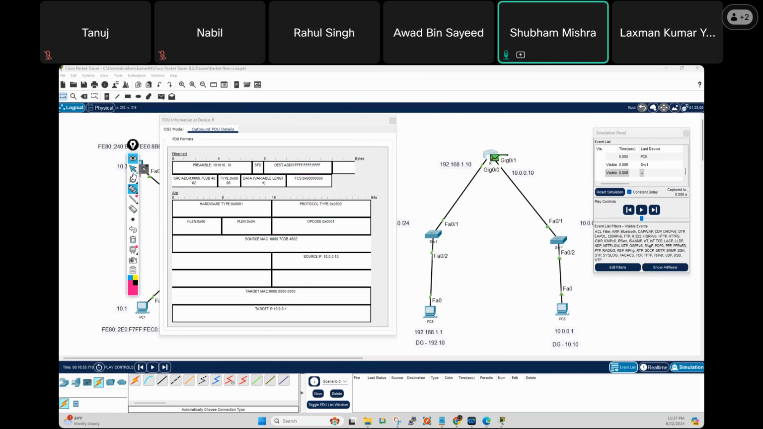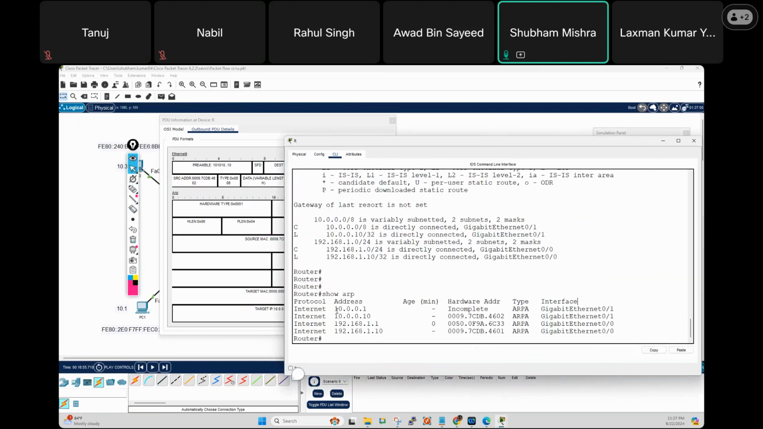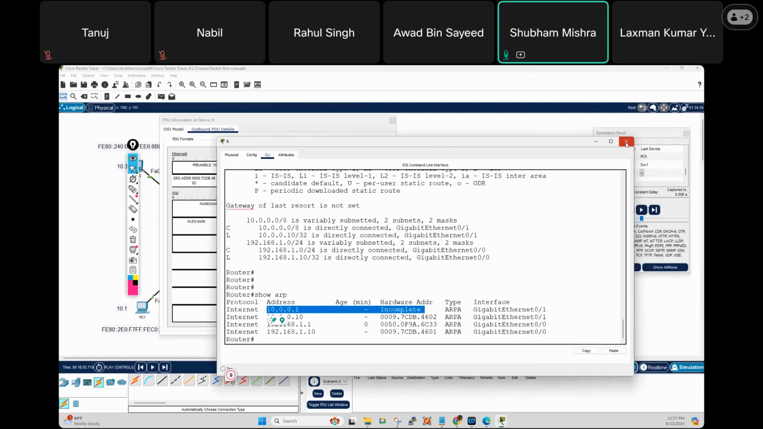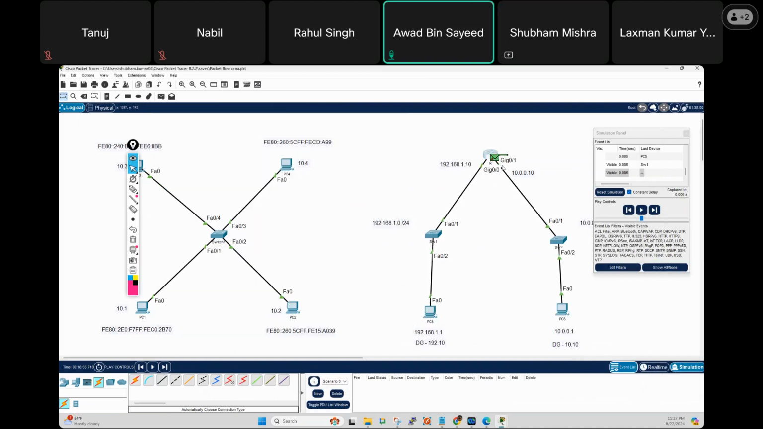See, I'll show you the ARP table of this router. This is the ARP table of this router. Do we have the 10.1 MAC address? No, we do not have it. This is incomplete. And with the help of this ARP request, the router is trying to find the MAC address of 10.1. Right, everyone? I told you these things. So this is the ARP request. Who is generating, guys? The router is generating.